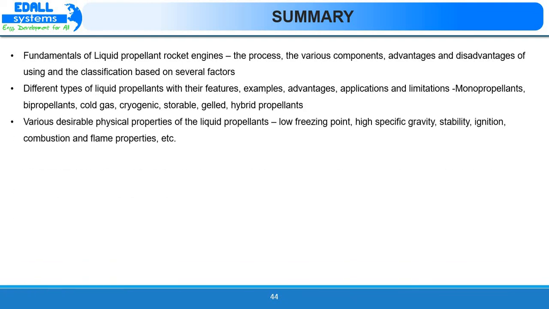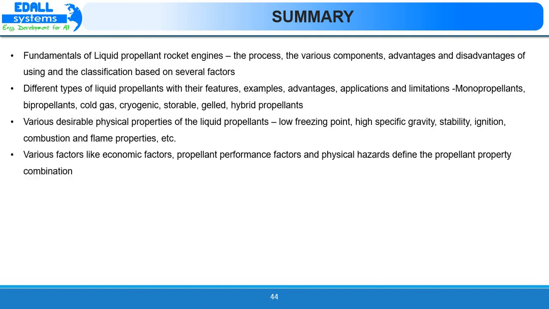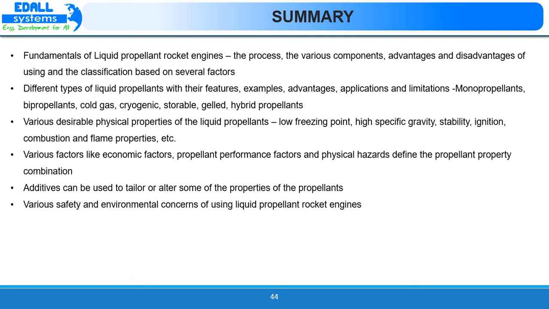Next, we saw various desirable physical properties of the liquid propellants, that it should have low freezing point, high specific gravity, chemical stability, and the required ignition, combustion, and flame properties. Also, we saw various factors like economic factors, propellant performance factor, and the physical hazards which define the propellant property combination when selecting a propellant combination. Then we have seen how we can use additives to tailor or alter some of the properties of the propellants. Again, various safety and environmental concerns of using liquid propellant rocket engines we have seen, that we have to use face shields, protective clothing, etc. to protect personnel who are engaged in using the liquid propellant at the site.